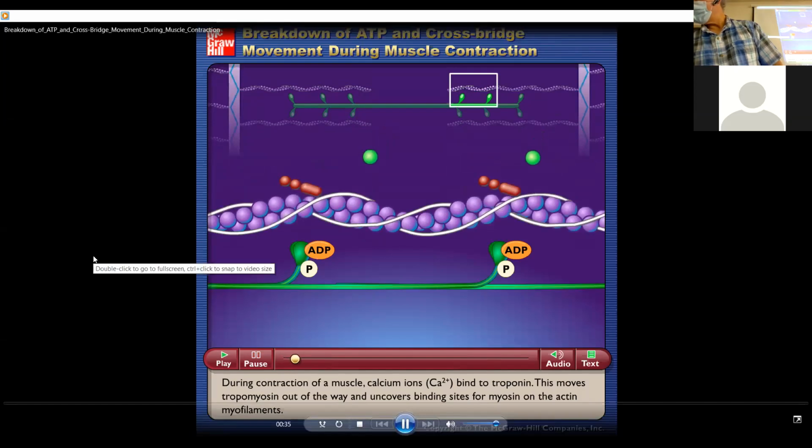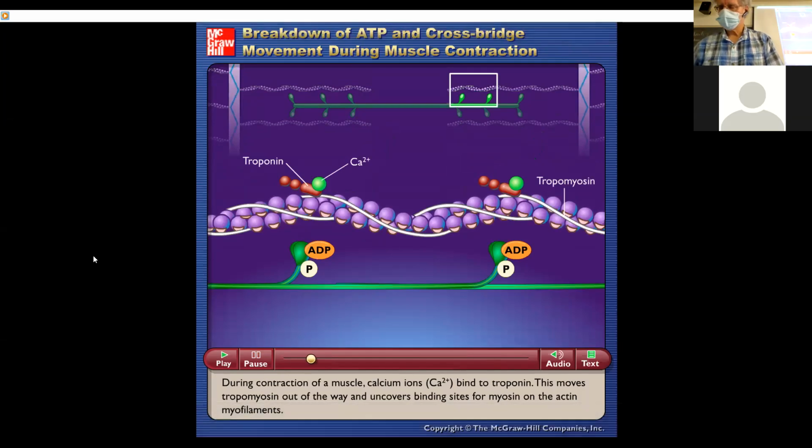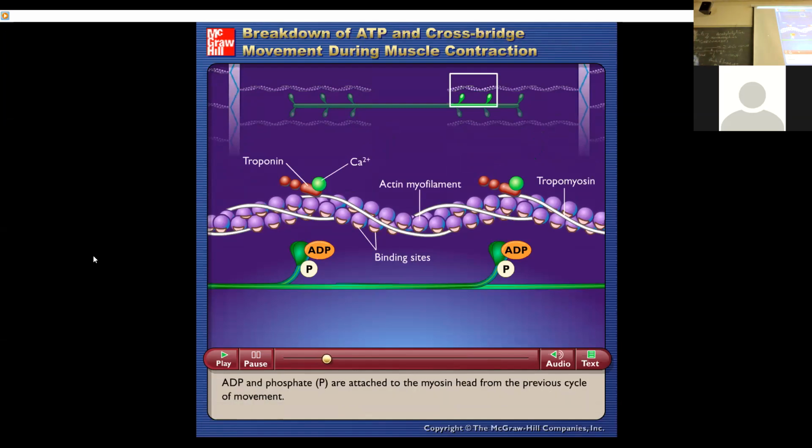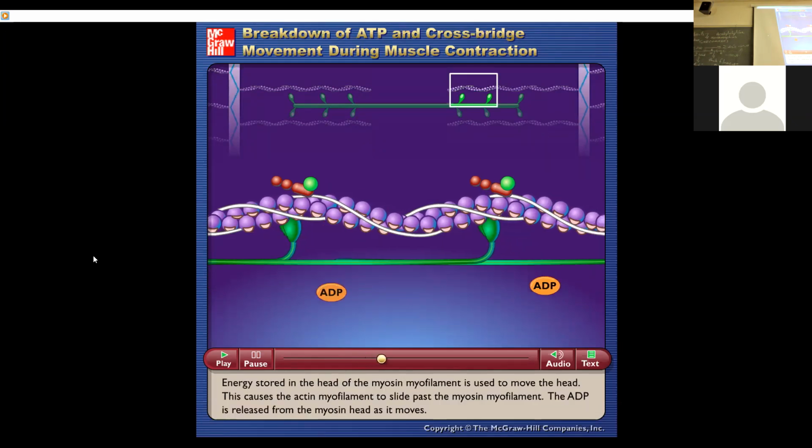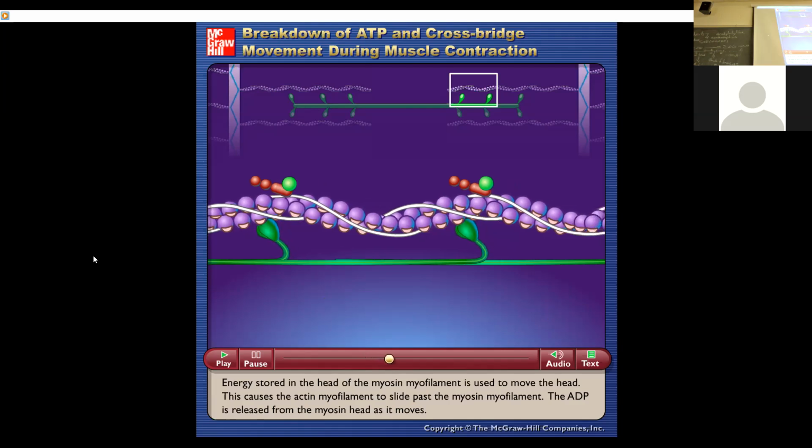During contraction of a muscle, calcium ion binds to troponin. This moves tropomyosin out of the way and uncovers binding sites for myosin on the actin myofilaments. ADP and phosphate are attached to the myosin head from the previous cycle of movement. The myosin head attaches to the exposed binding site on the actin myofilament to form cross bridges, and the phosphate is released. Energy stored in the head of the myosin is used to move the head. This causes the actin myofilament to slide past the myosin myofilament. The ADP is released from the myosin head as it moves.